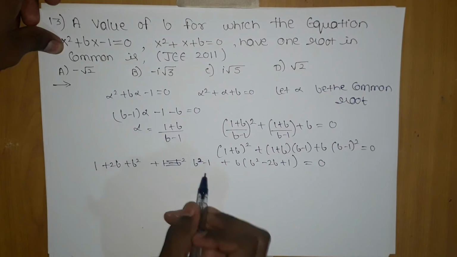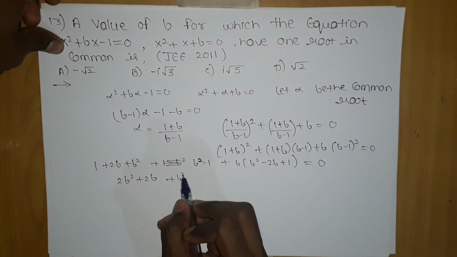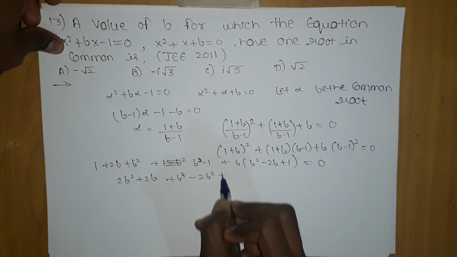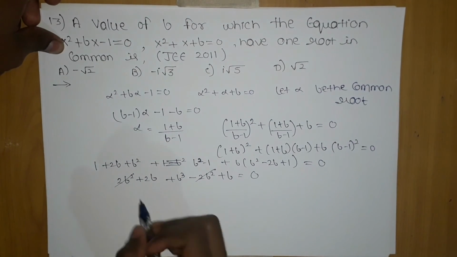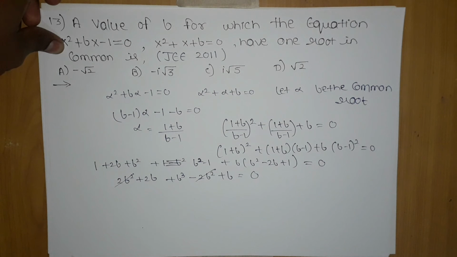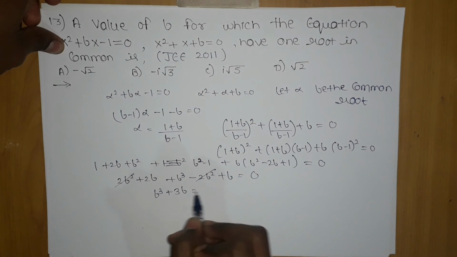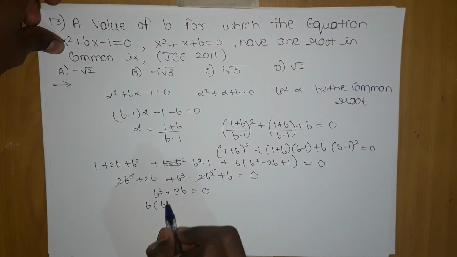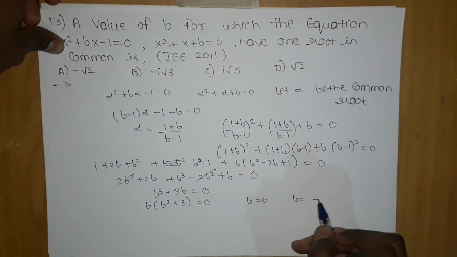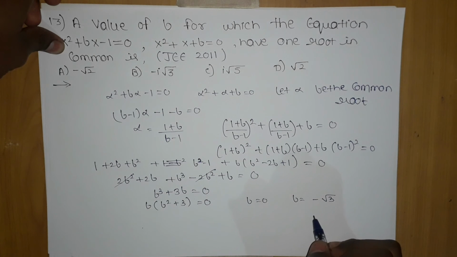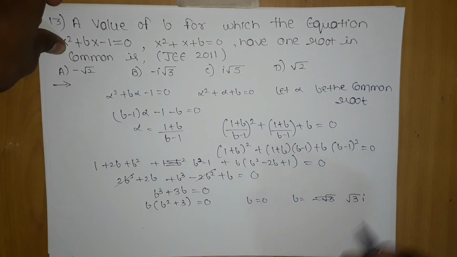This will form 2b square plus 2b, this one will cancel out, and this will form b cube minus 2b square plus b, which should be equal to 0. The 2b square and 2b square will cancel out. The thing which we will be left with is b cube plus 3b should be equal to 0. If I take b common, b square plus 3 should be equal to 0. So b equals 0 or b equals minus root 3, sorry, it will be root 3 iota. Okay, minus root 3 iota.